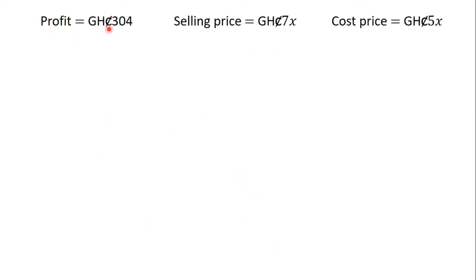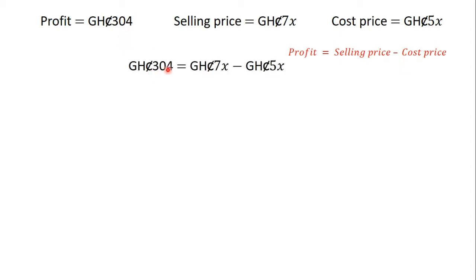We have the profit as 304 Ghana cedis. The selling price is 7x Ghana cedis. The cost price is 5x Ghana cedis. We know that profit is equal to selling price minus cost price. So the profit, which is 304 Ghana cedis, is equal to the selling price, which is 7x Ghana cedis, minus the cost price, which is 5x Ghana cedis. 7x minus 5x, from algebra, we know that that is 2x. So 7x Ghana cedis minus 5x Ghana cedis will give us 2x Ghana cedis.